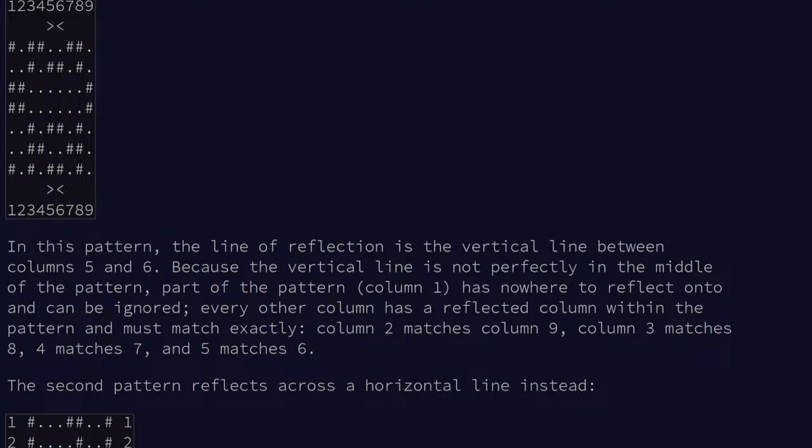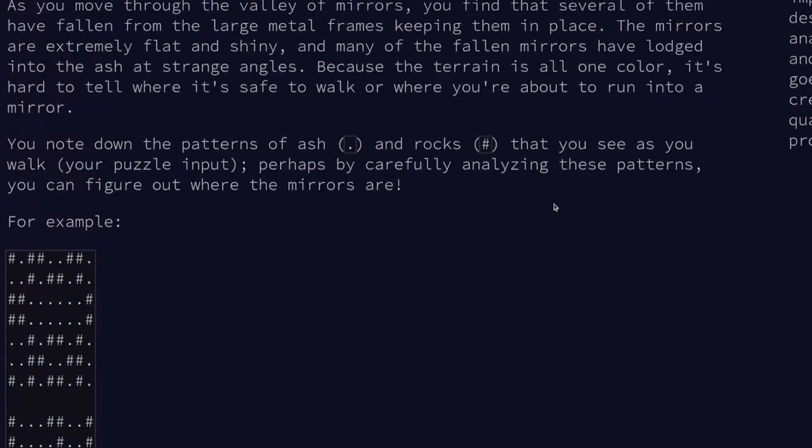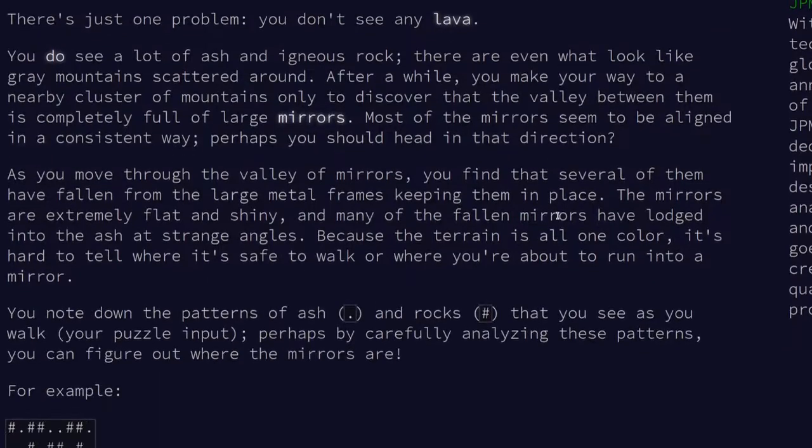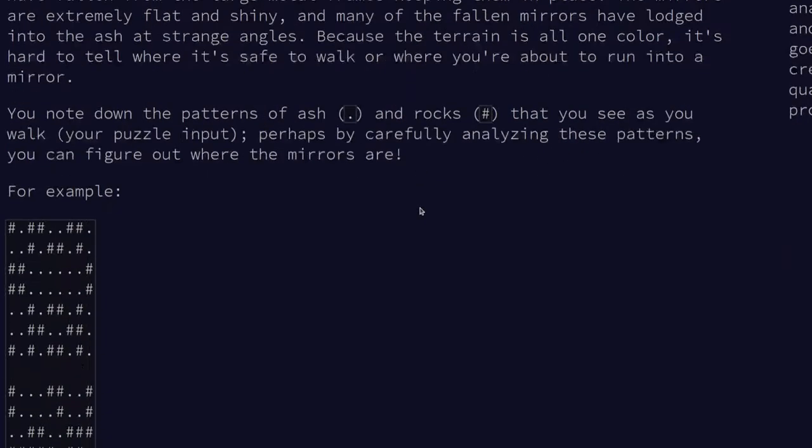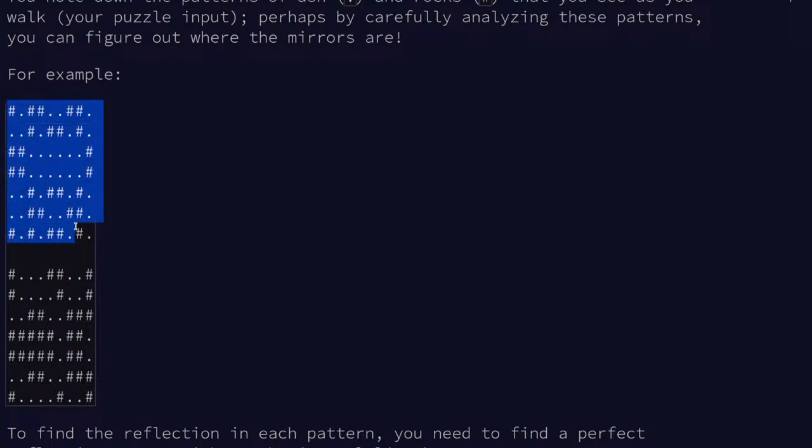Welcome. We are solving day 13 of Advent of Code. I've read the problem but haven't thought of any solution yet. The question is simple. You are given this grid and we need to find out the mirror images of a certain vertical line.